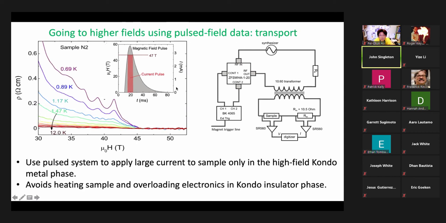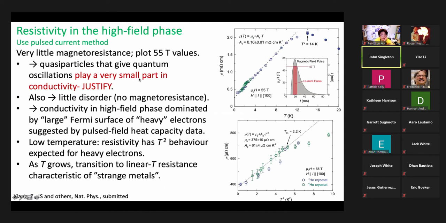On the right-hand axis is the current, and here's the time. So what we do is we turn on the current, and it's about 2 milliamps, 2 and a bit milliamps, just when the field is above 47 Tesla. So we're measuring the resistance only in this part. So we can use very, very sensitive amplifiers, pretty sure that they won't get blown up by an enormous signal back in the insulator phase. It also avoids sample heating. So now we can get the resistivity.